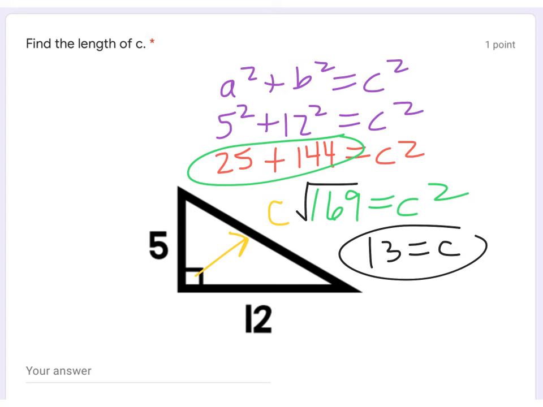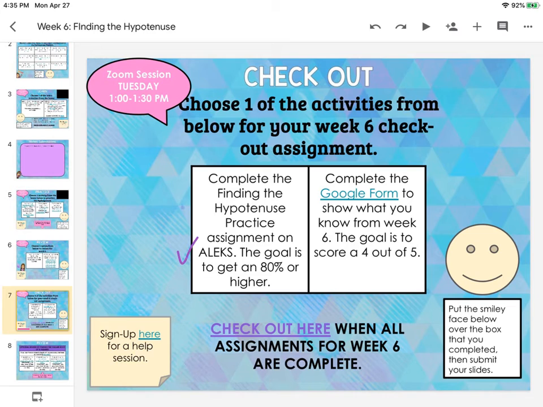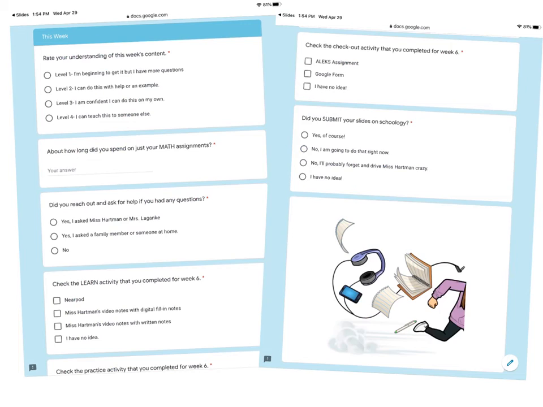This answer of 13 makes sense, right? We have 5, 12, and the longest side is 13. So you'll have 5 problems over the Pythagorean theorem finding the hypotenuse on the Google form. So your choice, Alex assignment or Google form. Again, put the smiley face over the one that you choose. And then please don't forget to fill out the checkout form, right? And that's embedded right here.